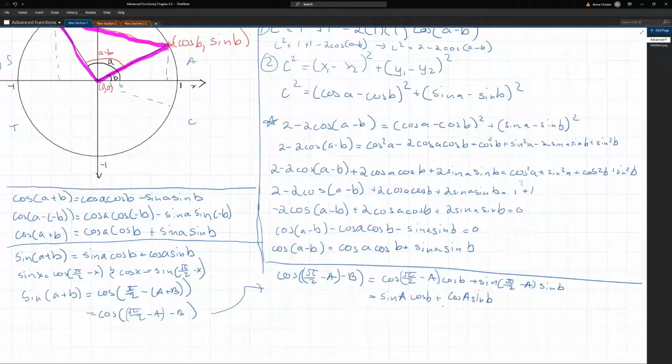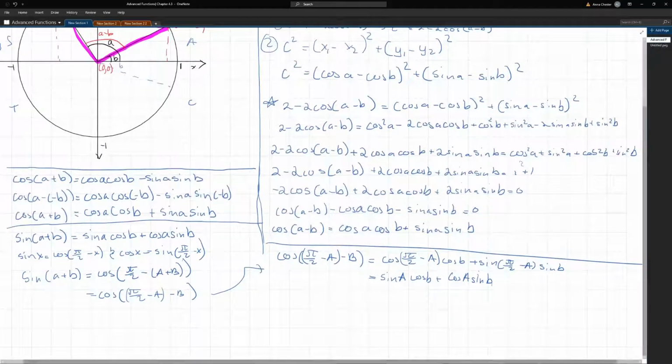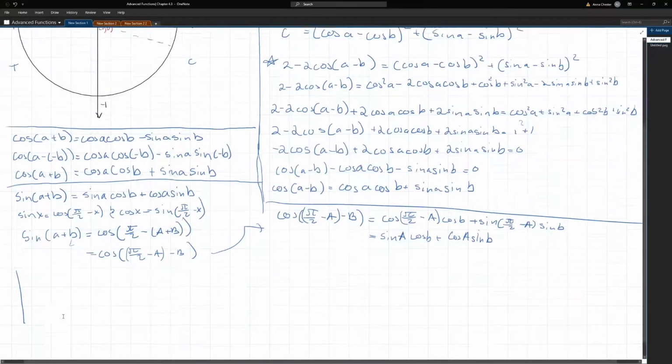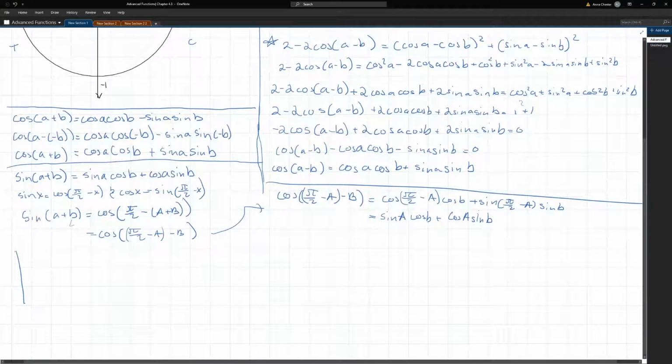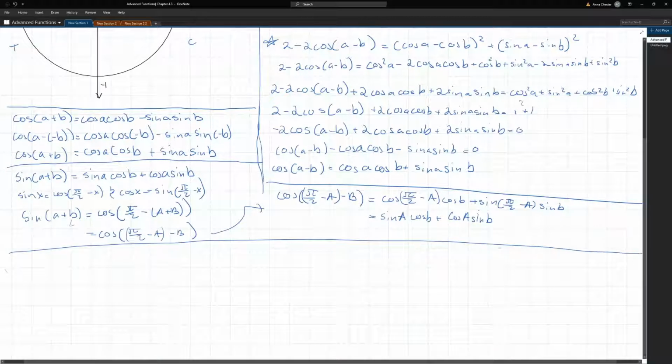Lastly, we have the subtraction formula for sine. Our last formula is the subtraction formula for sine. So sine of A minus B is equal to sine of A cos of B minus cos of A sine of B.